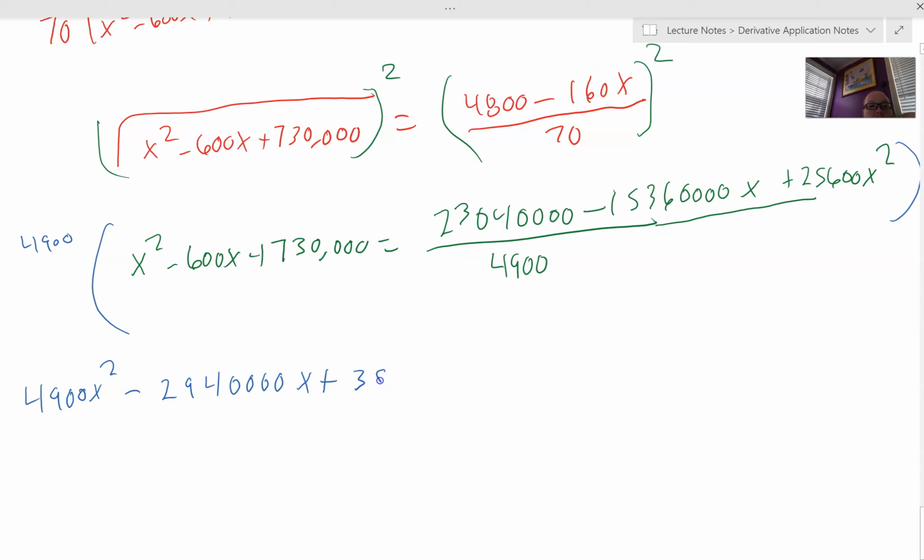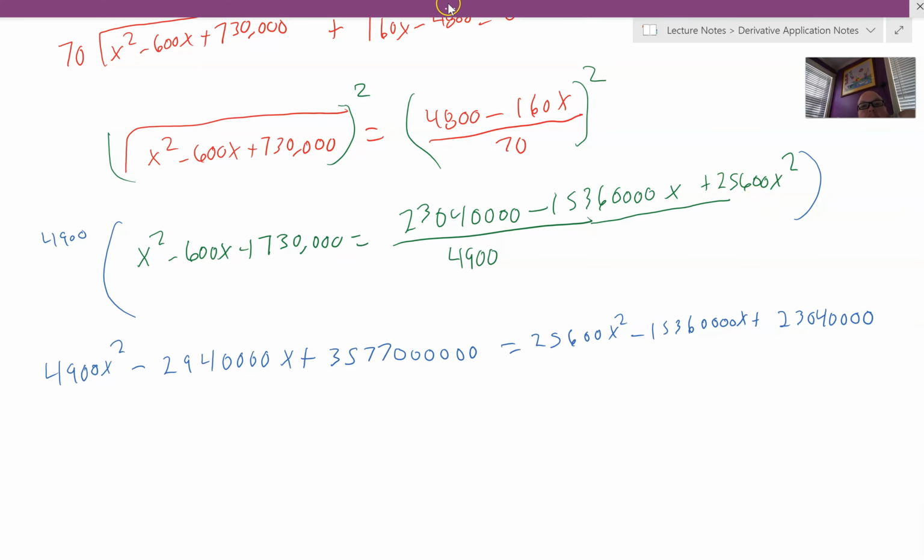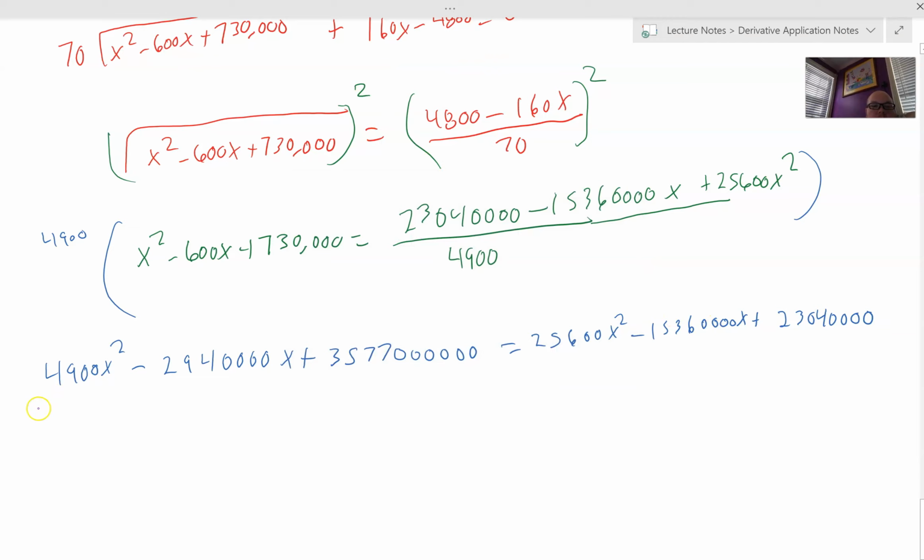Then we zoom that out just a little bit so we can write it. Equals 25,600 x squared minus the x term plus the constant. All right. So now we get everything to one side. Like I said, yes, these are big numbers. It's okay. They're just numbers. All right, so we subtract 4,900, add that, and then subtract this.